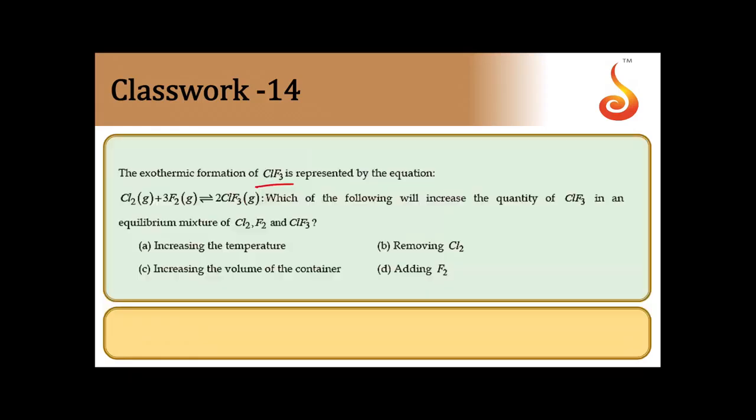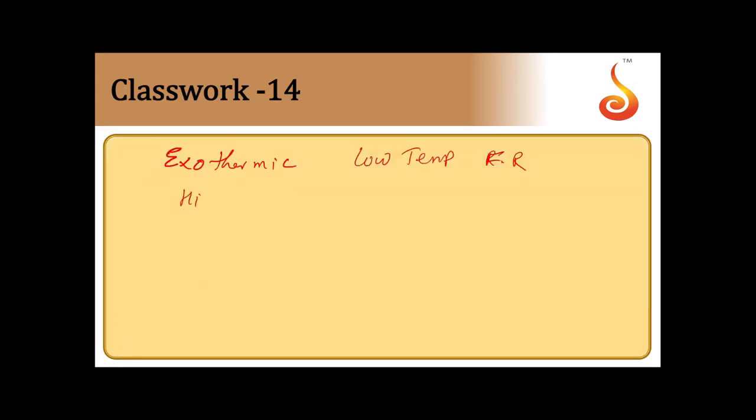When it comes to the pressure effect, what we have to see is the number of moles. On the product side we have 2 moles, and on the reactant side we have 4 moles. High pressure moves it towards the forward direction. When pressure is high, the reaction moves in the direction where you have fewer moles, which is the product side. So in terms of temperature, it should be low temperature to move in the forward direction, and high pressure also moves in the forward direction.